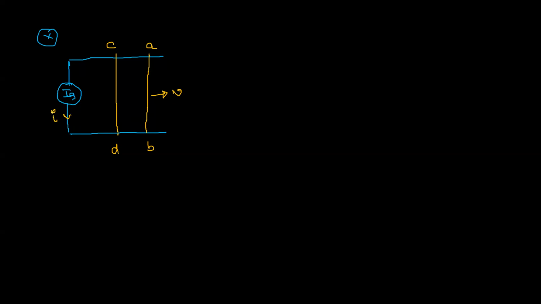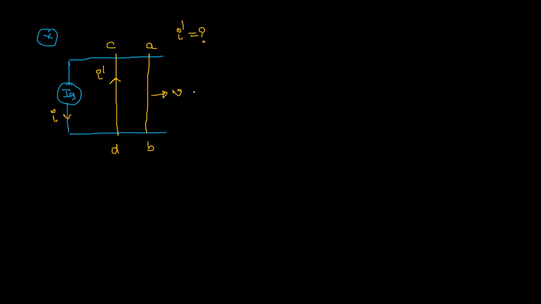The question says it is made to move on thick rails with a constant velocity V towards right. Velocity is given constant. So we have to find the current through the wire CD. Suppose current through CD, take it as I dash, which we have to calculate. Now see what we can do.